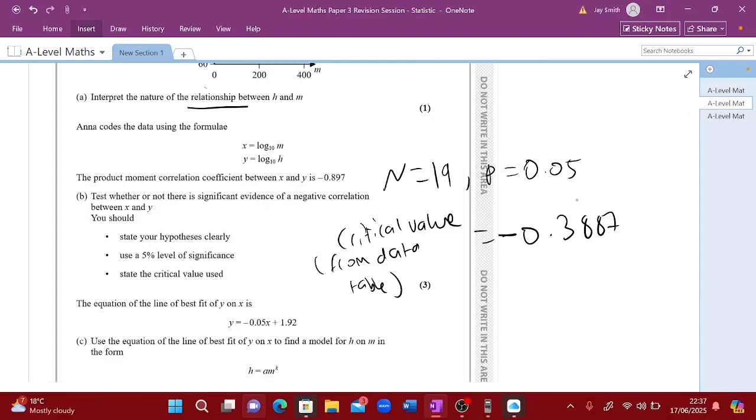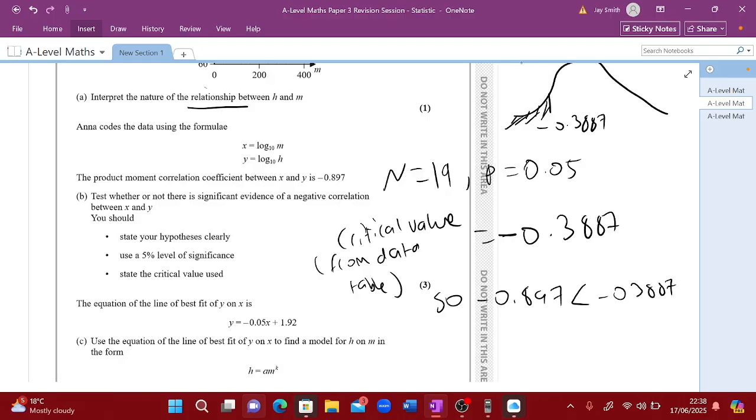So that means any PMCC value less than that will be in the critical region. Well, actually, it is. So minus 0.897 is actually less than minus 0.3887. Therefore, I need to set my hypothesis.